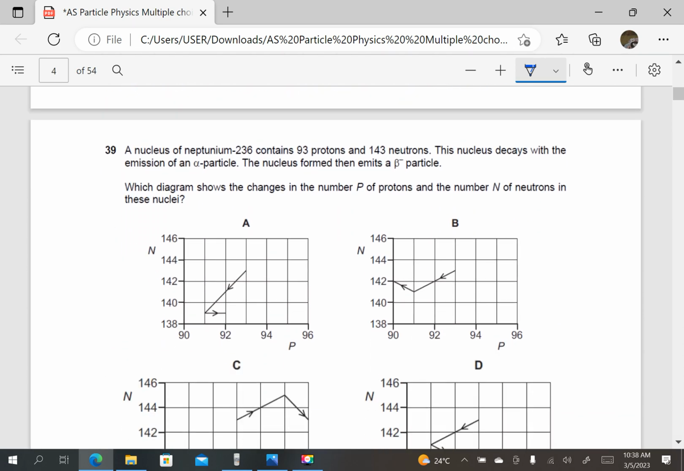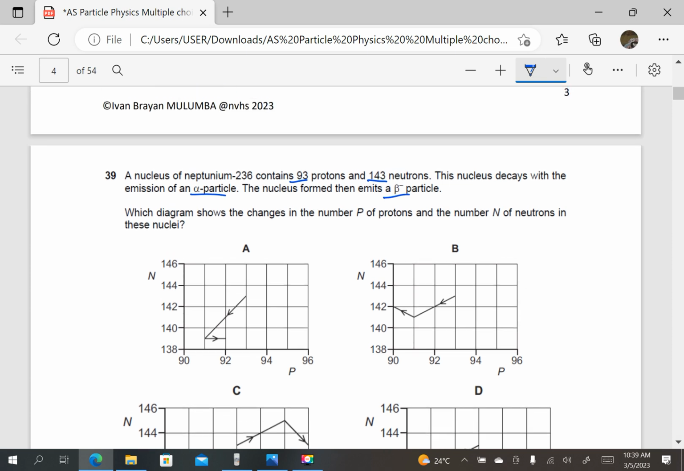A nucleus of neptunium-236 contains 93 protons and 143 neutrons. This nucleus decays with the emission of an alpha particle. The nucleus formed then emits a beta minus particle. Which diagram shows the changes in the number p of protons and the number n of neutrons in these nuclei? So we are saying first it emits an alpha particle. So let's call it Np.